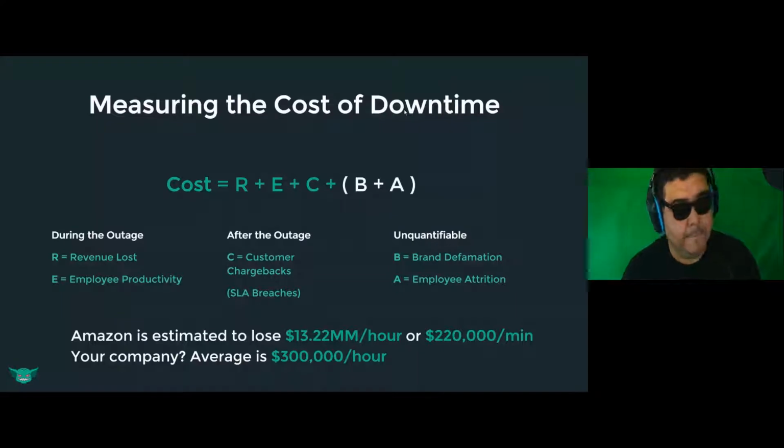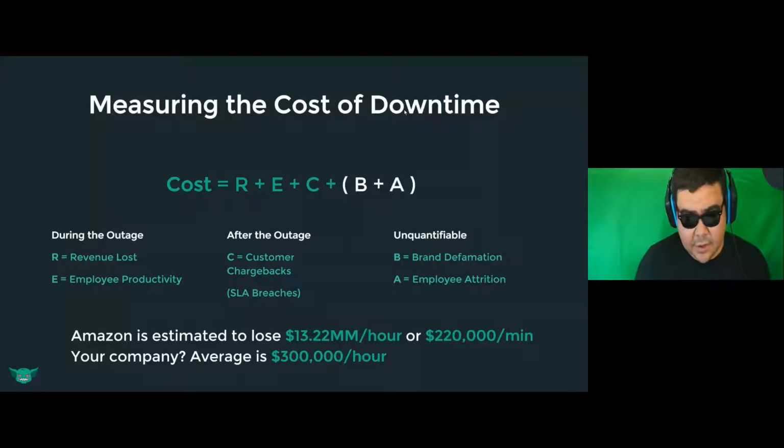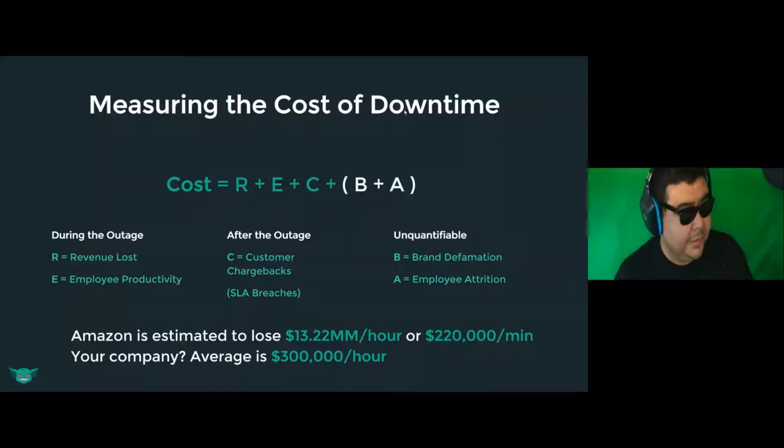Other unquantifiable costs involve the stock market. We've seen organizations suffer an outage and take huge hits in the stock market. So the damage is not just to the brand, but to valuation. An example of this was in 2017, British Airways lost 175 million pounds, 4% of its total valuation in one day, and it ended up paying out $150 million in chargebacks to its customers.